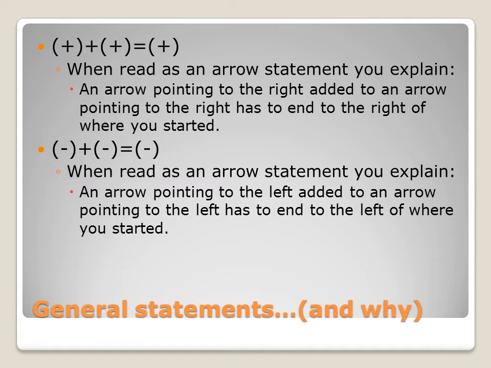Let's look at the next statement. A negative plus a negative equals a negative. This is very similar to the one just before this. First of all, you read it as an arrow statement, and then you explain that an arrow pointing to the left added to an arrow pointing to the left has to end to the left of where you started. So if this is what I'm asking you to prove on a test or on the quiz, you can literally just write that. An arrow pointing to the left added to an arrow pointing to the left has to end to the left of where you started.